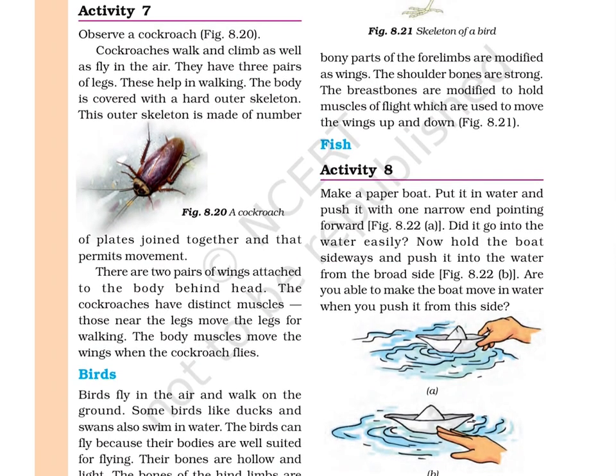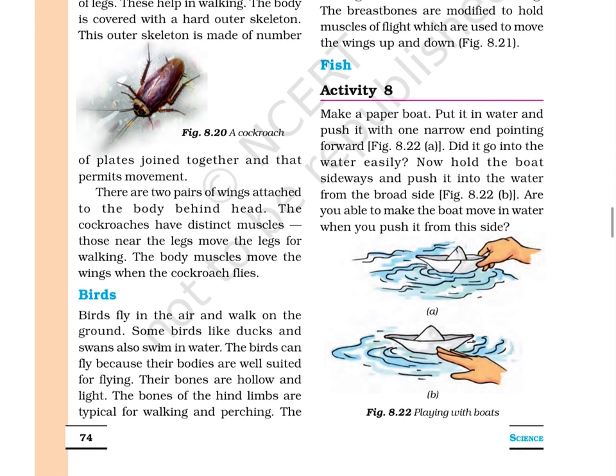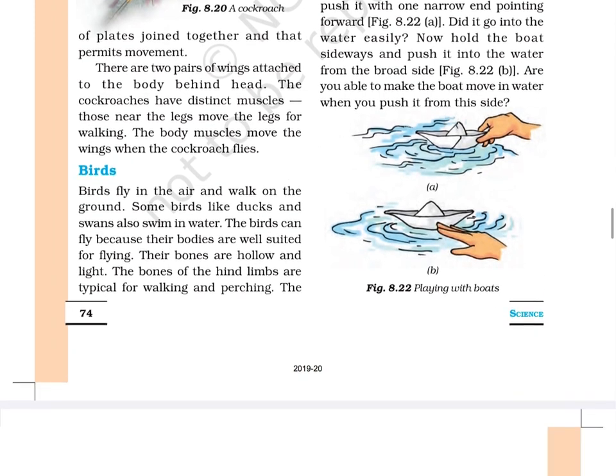There are 2 pairs of wings attached to the body behind the head. The cockroaches have distinct muscles. Those near the legs move the legs for walking. The body muscles move the wings when the cockroach flies. Figure 8.20 shows a cockroach.